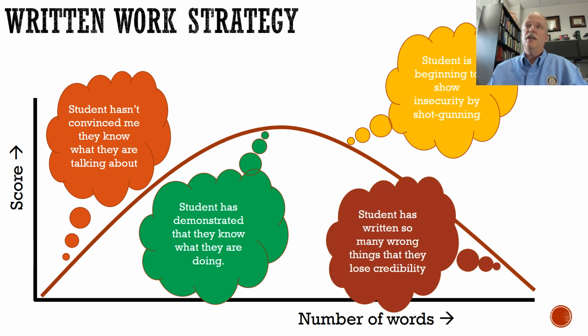But eventually, you've written so many wrong things that you'll lose credibility, or you've just shotgunned a huge response to something that's fairly straightforward. So you want to aim for this middle region. You want to give me enough words and enough specifics so that you can convince me that you know what phenomena, what science is behind that discussion question.